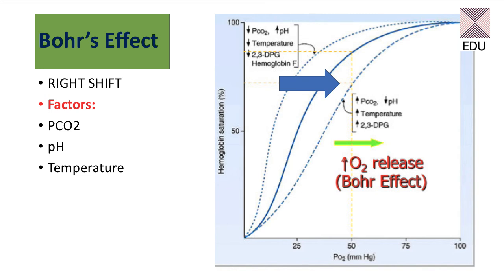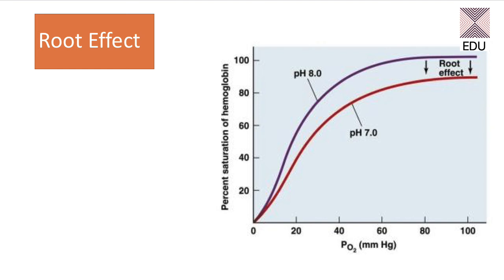Now, very similar to the Bohr effect, we have the next effect, which is called the root effect. The root effect is very similar to the Bohr effect, but here we only and only consider the effect of the pH. If you see this graph, you can draw it in the examinations also. We have the oxygen saturation on the vertical axis and the partial oxygen pressure on the horizontal axis.